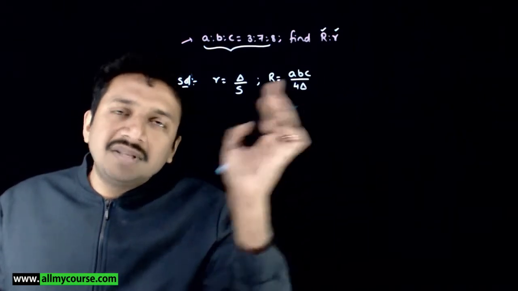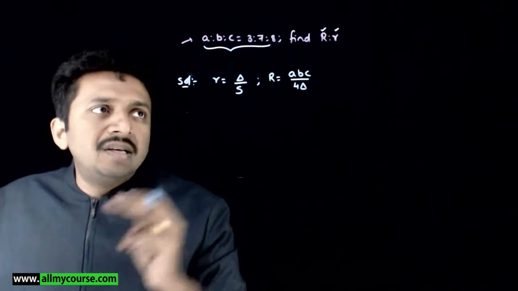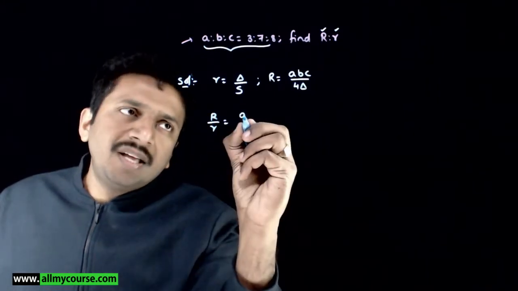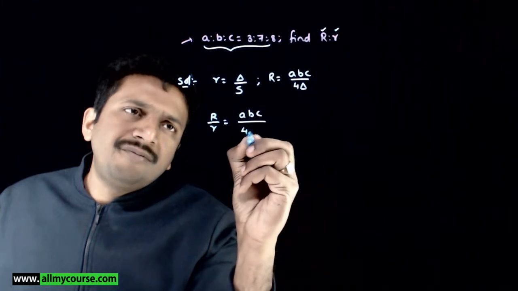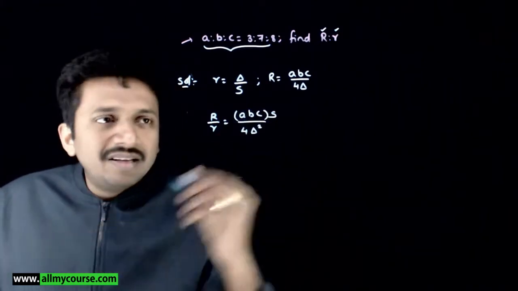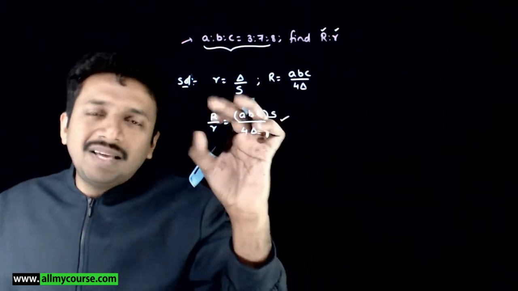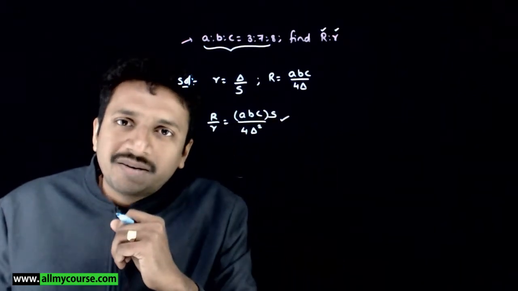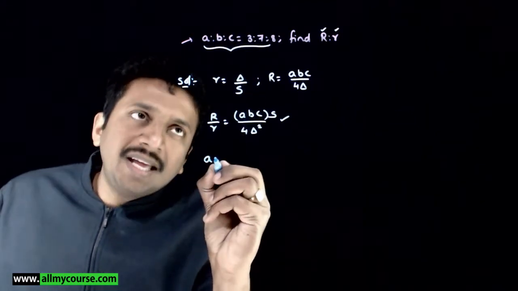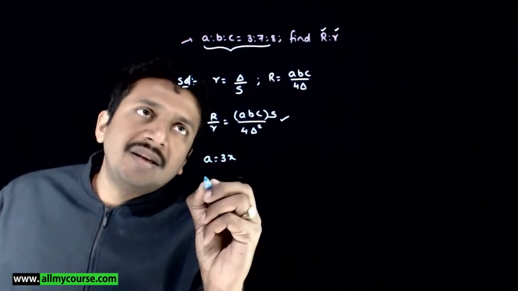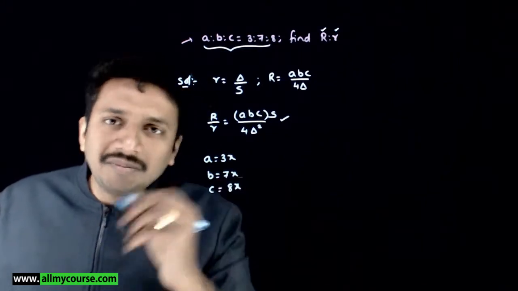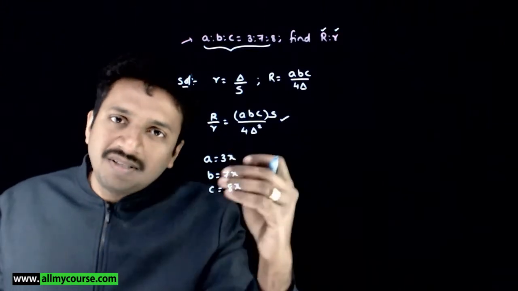R can be written as ABC by 4 delta. So capital R to small r is equal to ABC by 4 delta square times S. If I can find this value, then I get the ratio of capital R by small r. A is to B is to C is given, so I can take A equal to 3x, B equal to 7x, and C equal to 8x, because that's the ratio in which A, B, C are there.